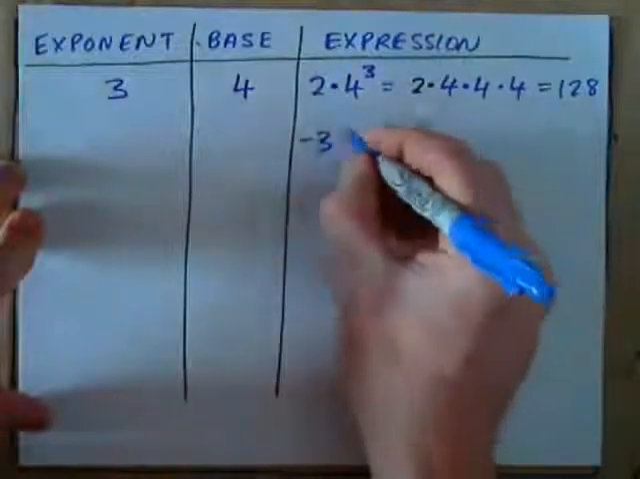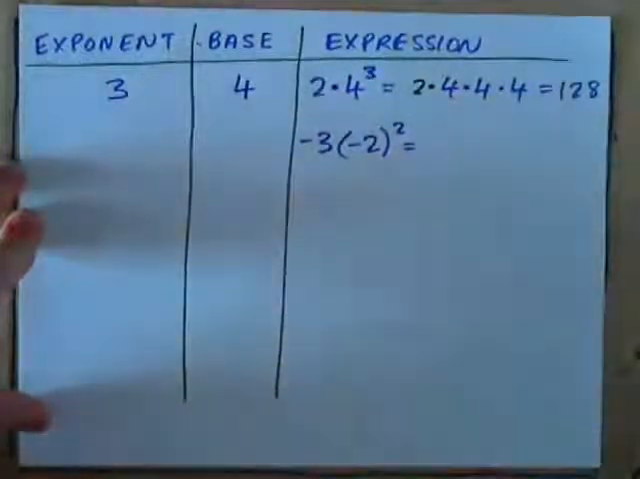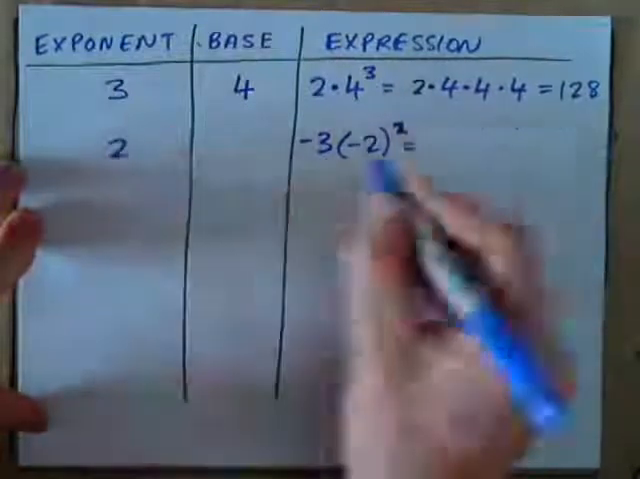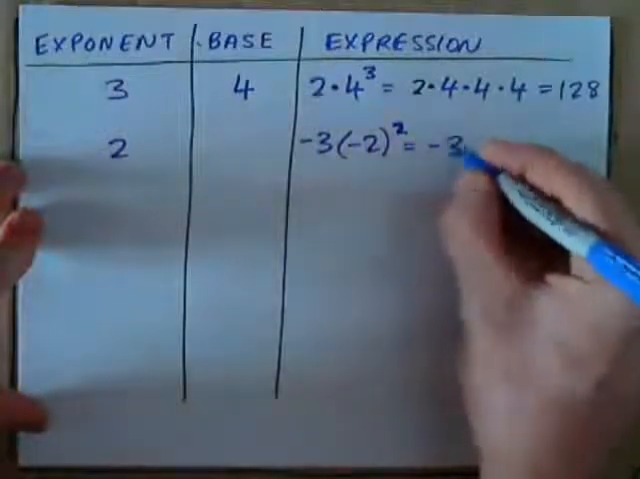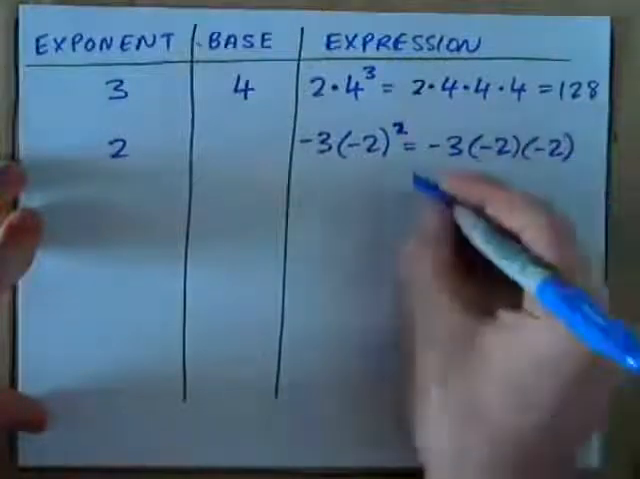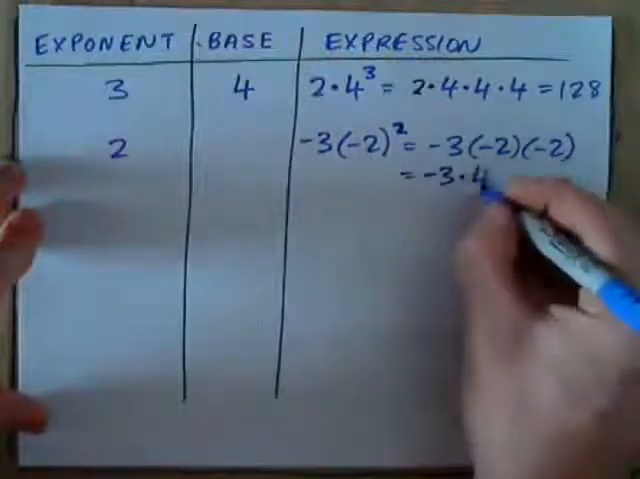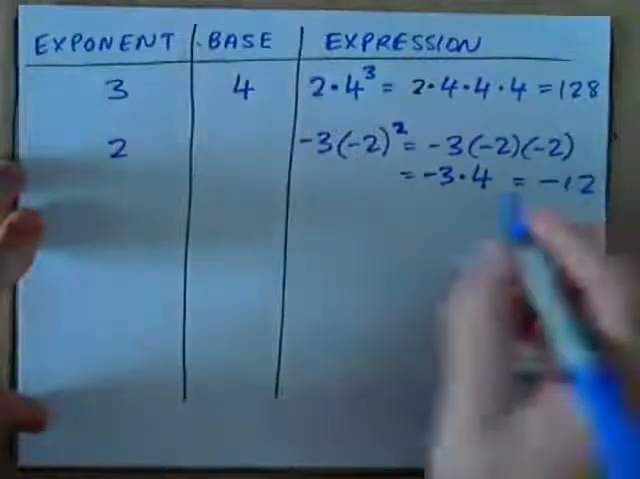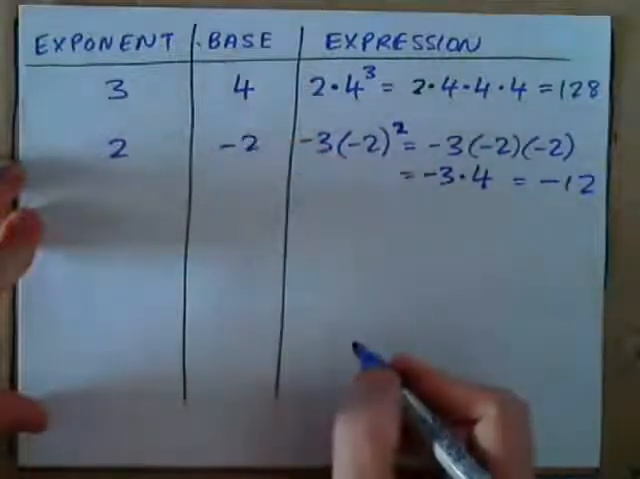How about negative 3 times negative 2 all squared? Okay, in this case, the exponent is 2 because it's negative 2 to the power of 2. So it's negative 3, and then the squared is on the negative 2, so it's negative 2 times negative 2, right? So that gives us negative 3 times, negative 2 times negative 2 is 4. So the answer to this becomes negative 12, right? And the negative 2 was what was squared, so that's the base. The base is negative 2.